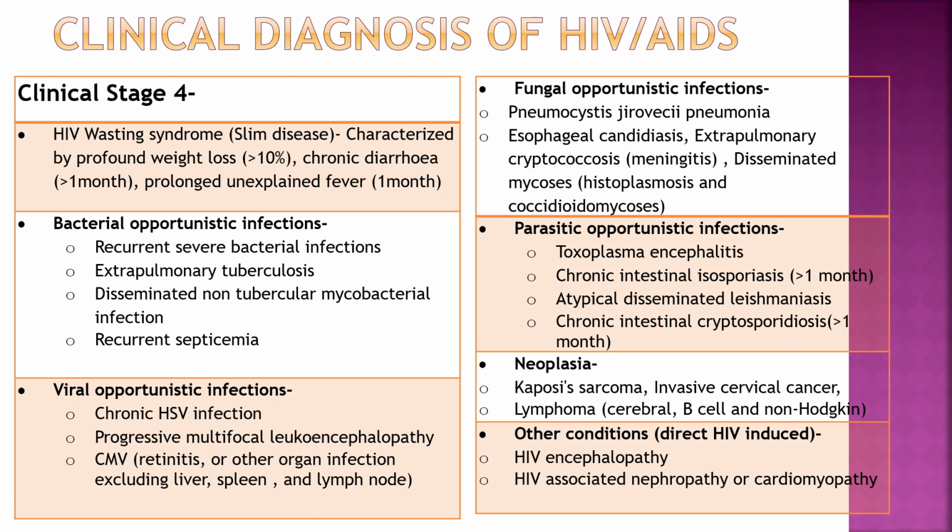and coccidioidomycosis. Parasitic opportunistic infection: toxoplasma encephalitis, chronic intestinal isosporiasis, atypical disseminated leishmaniasis, chronic intestinal cryptosporidiasis. Neoplasia: Kaposi's sarcoma, invasive cervical cancer, lymphoma, cerebral B cell non-Hodgkin. Other conditions: HIV encephalopathy, HIV associated neuropathy, cardiomyopathy.